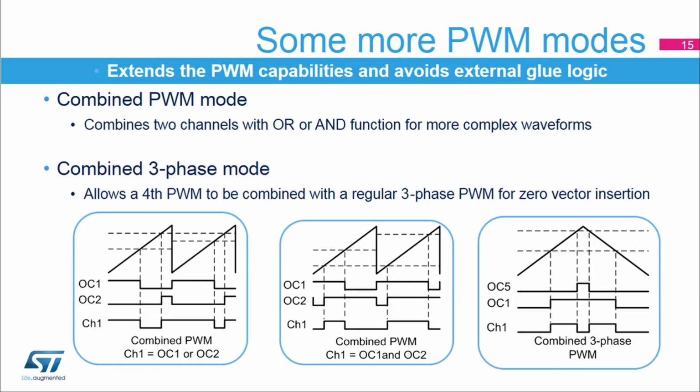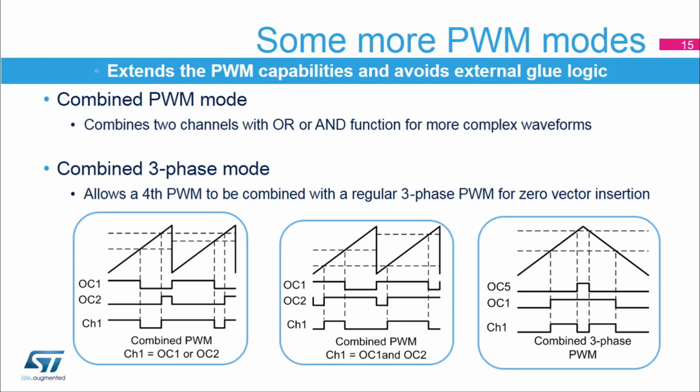This slide presents the combined PWM modes. This mode allows a logic combination of two PWM signals to be generated by adjacent channels, output compare 1 and 2 or output compare 3 and 4. The PWMs can be ORed or ANDed to create complex waveforms. Typically, this allows you to have two periodic pulses generated with any pulse width and any phase relationship value.